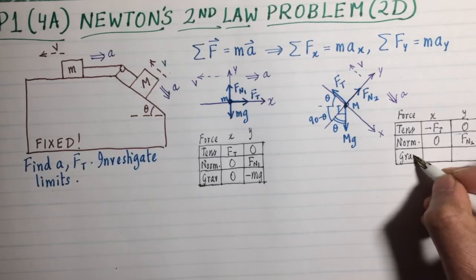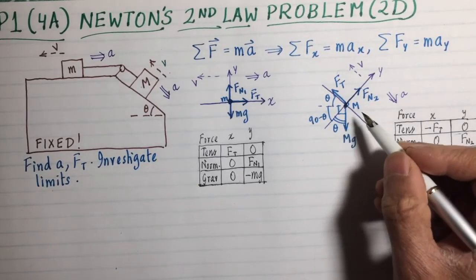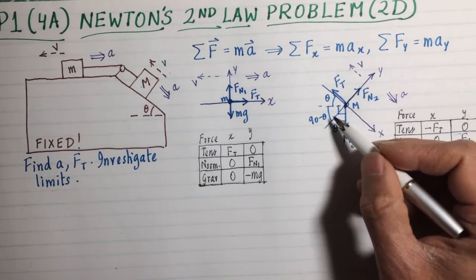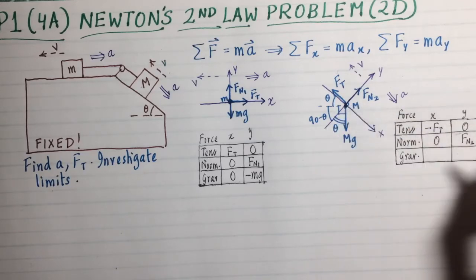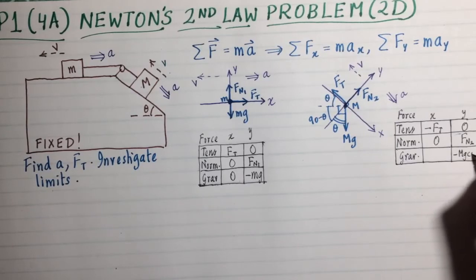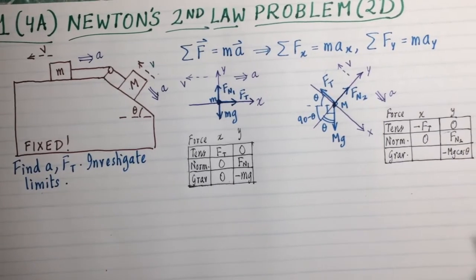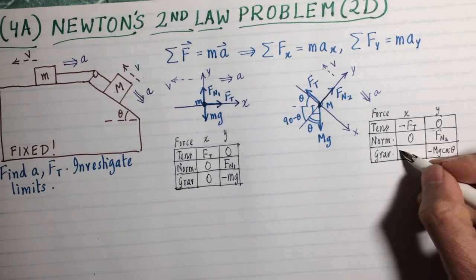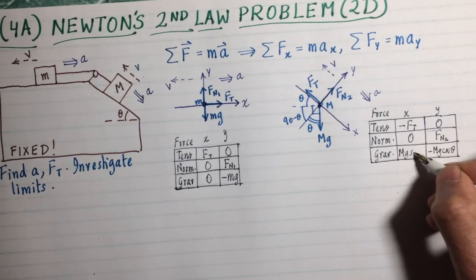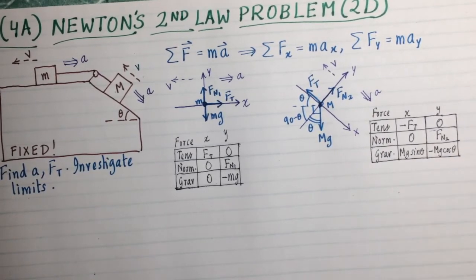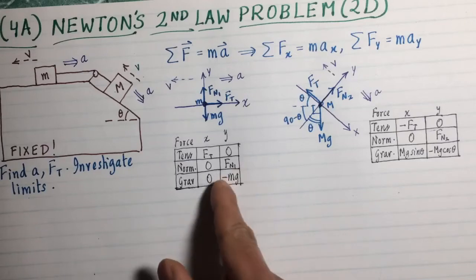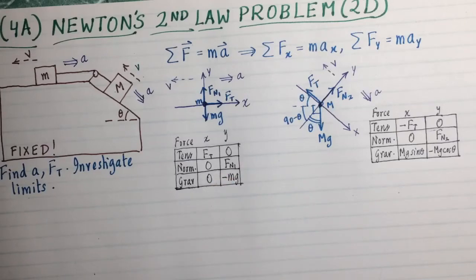Gravity. Now remember, cosine is adjacent, so the y component is going to be cosine, but negative. So that's going to be negative mg cosine theta, and the x component actually is going to be sine with a positive. So we have finished filling up the table. Once you've filled up the table, writing Newton's law is simply knowing how to read the table and copy things down. So at this point our work is almost done.